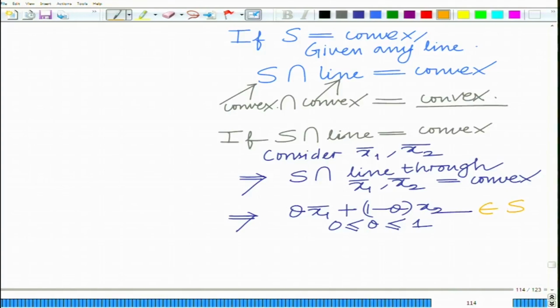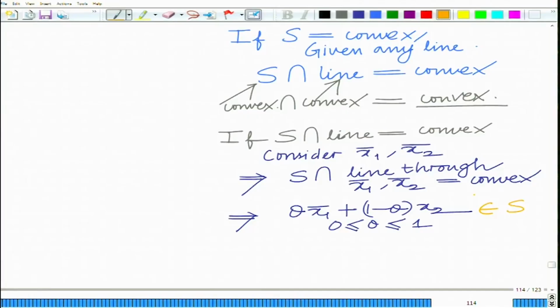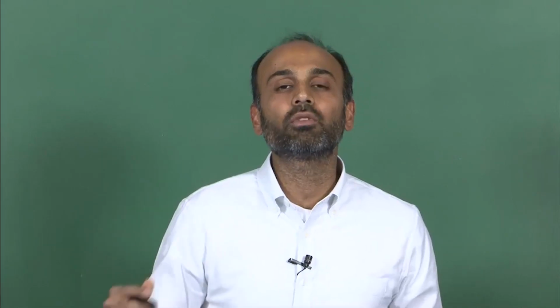The reason is the following: because x1 bar x2 bar belongs to S, x1 bar x2 bar belong to the line through x1 bar x2 bar. Therefore, x1 bar x2 bar belong to the intersection of S with the line, alright. Now if you look at any convex combination, that has to naturally belong to this intersection, because if the convex combination does not belong to the intersection, that means the intersection is not convex. Therefore the convex combination of x1 bar and x2 bar must also belong to the intersection, correct.